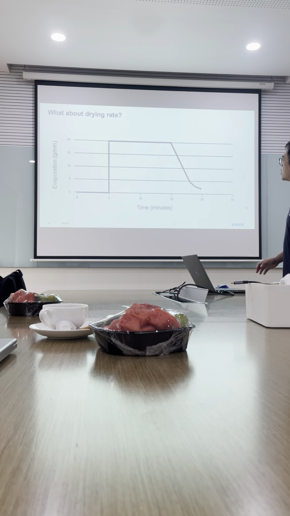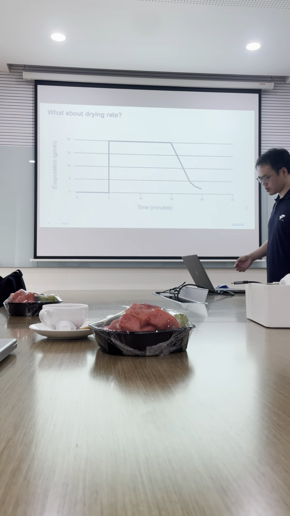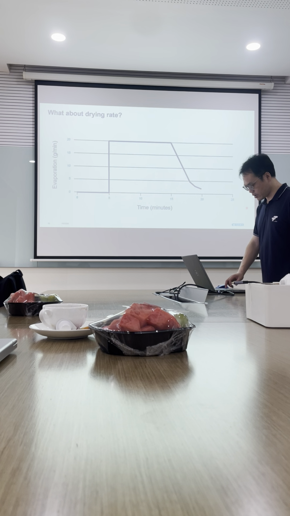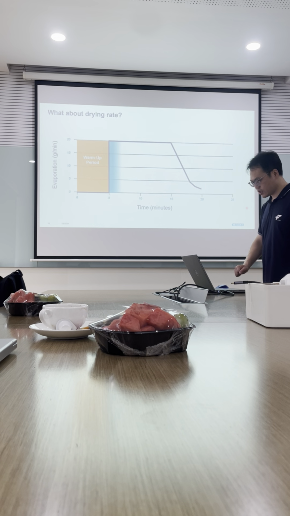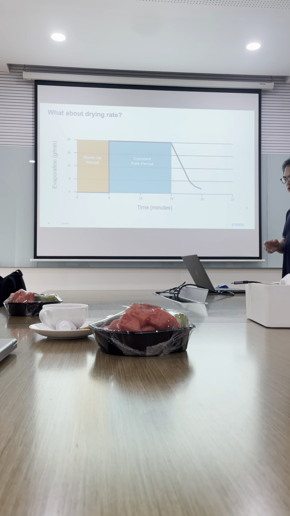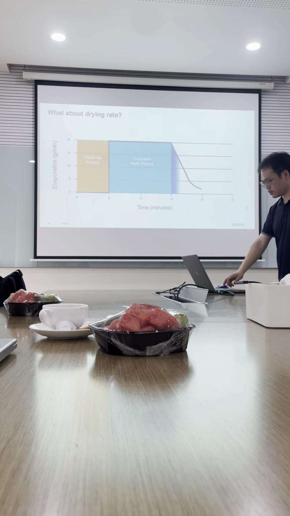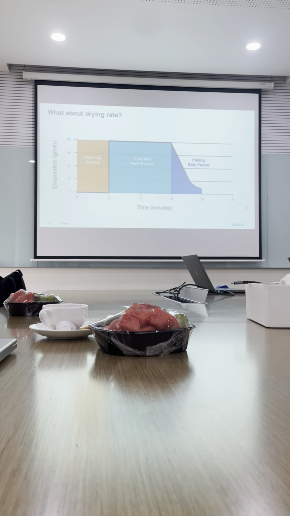So this drying curve is about the drying rate. This picture basically shows the rate change. After the warm-up period, the drying rate is 0, and in the constant rate period, the drying rate is flat, and in the falling rate period, the rate drops.